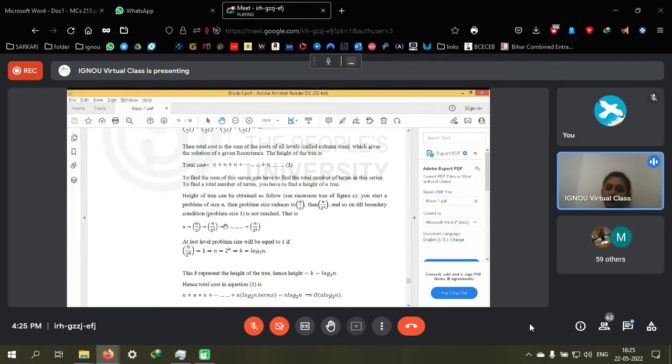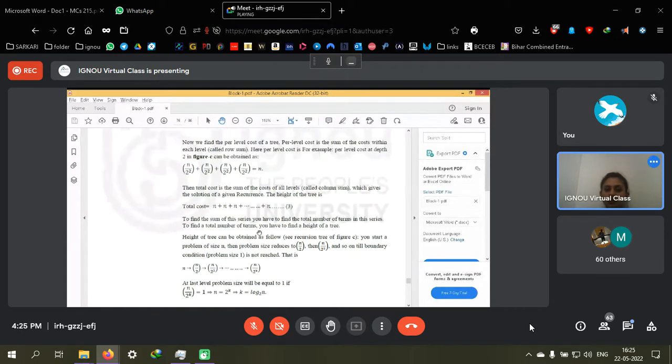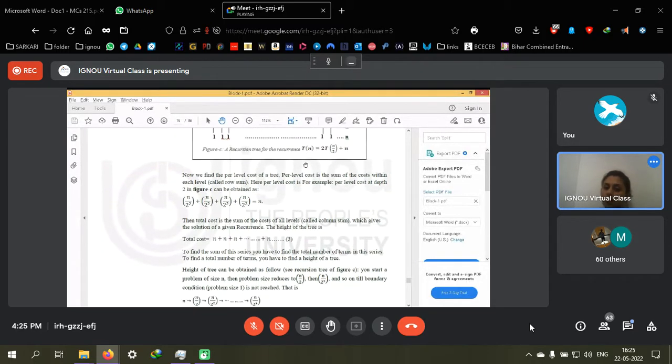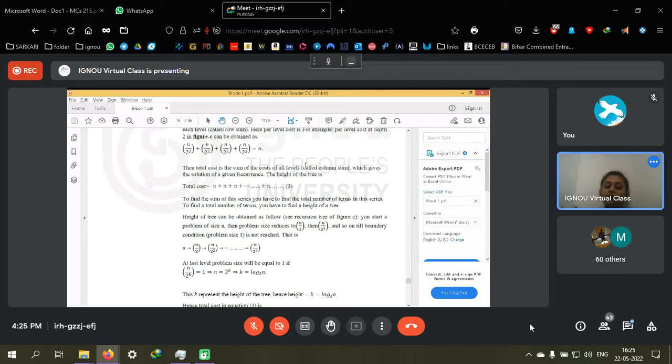Similarly, at the first level we got the node value n. After that, the next node value is n divided by 2. After n divided by 2, we have n divided by 2 squared, and the last one is n divided by 2 to the power k. We already discussed in this diagram that the last level value is always equal to 1. So n divided by 2 to the power k is equal to 1. Here we cross multiply and we will get n is equal to 2 to the power k.